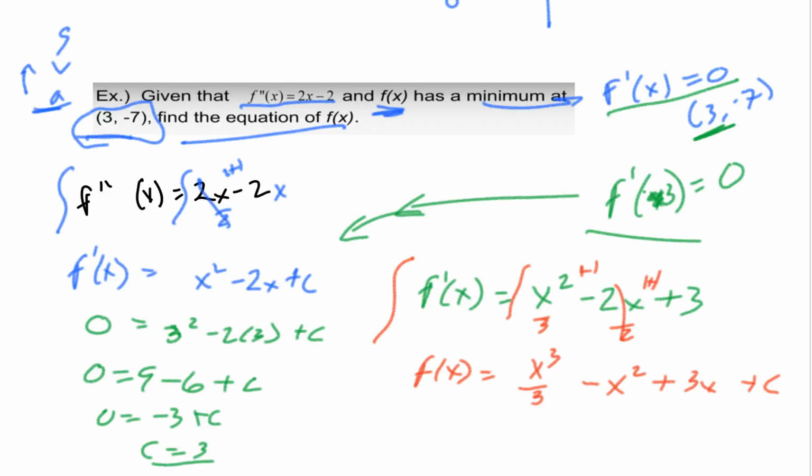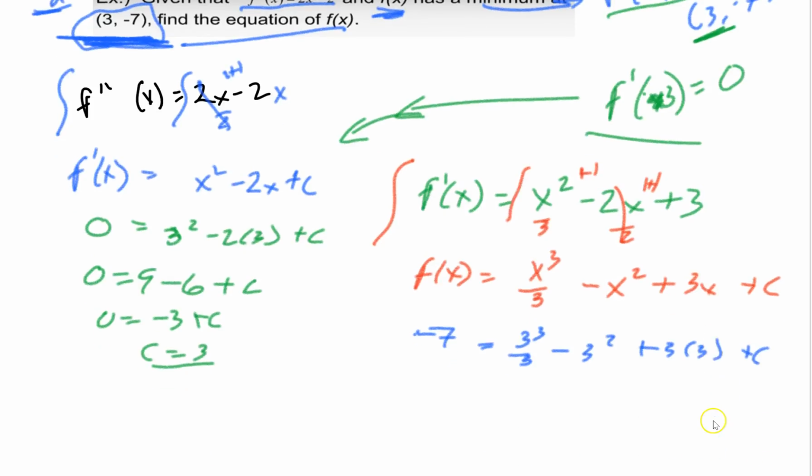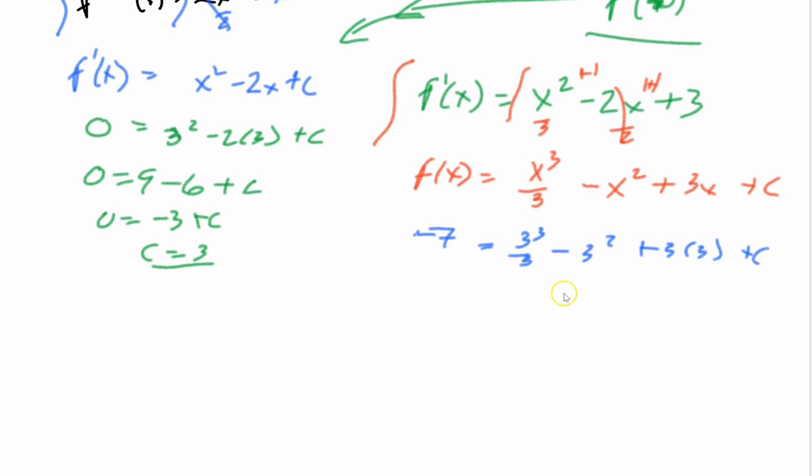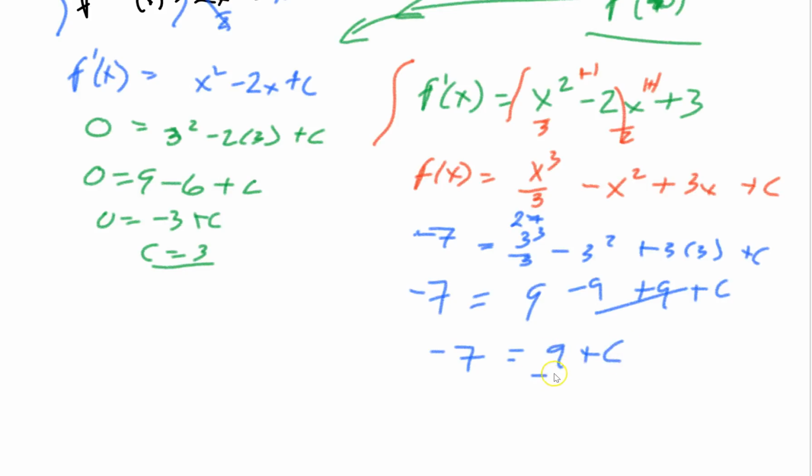Now this time the way I'm going to find c is do what we did last time. We have a point now. So 3, negative 7. When I plug in 3, I should get negative 7. So negative 7 equals 3 cubed over 3 minus 3 squared plus 3 times 3 plus c. So this is going to be 9. That's going to be 9 plus c. These cancel out. 3 cubed is 27, divided by 3 is 9. It's all 9s. So we get negative 7 equals 9 plus c. Subtract 9. c equals negative 16.